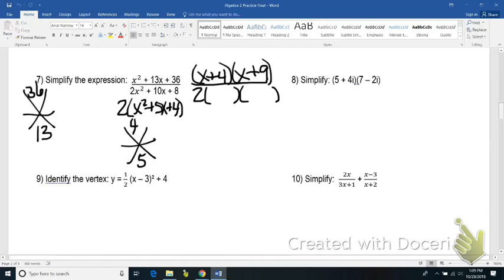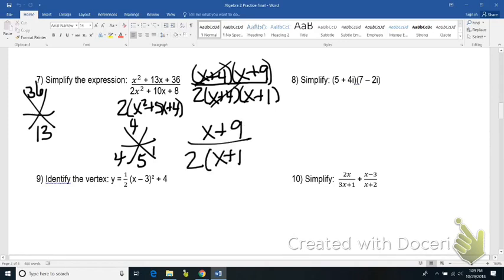So how about 4 and 5? 4 and 1. So I'd have x plus 4 and x plus 1. Notice how that 2 is still out front. Okay, then your x plus 4's cancel, and that's it. So we have x plus 9 up top and 2 parentheses x plus 1 on the bottom.